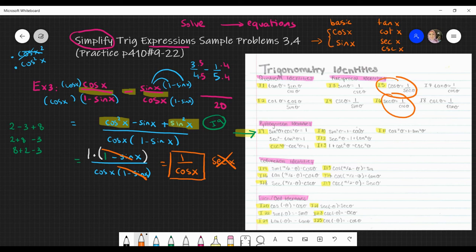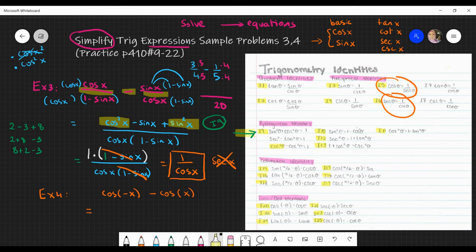So example 4. The challenge with this objective is that every example is different. There's no one way to start simplifying. You're just going to use your algebraic skills. You're going to get used to it with a lot of practice. Example 1, we factored. Example 2, we distributed first. Example 3, we made the common denominator. And now let's look at example 4.